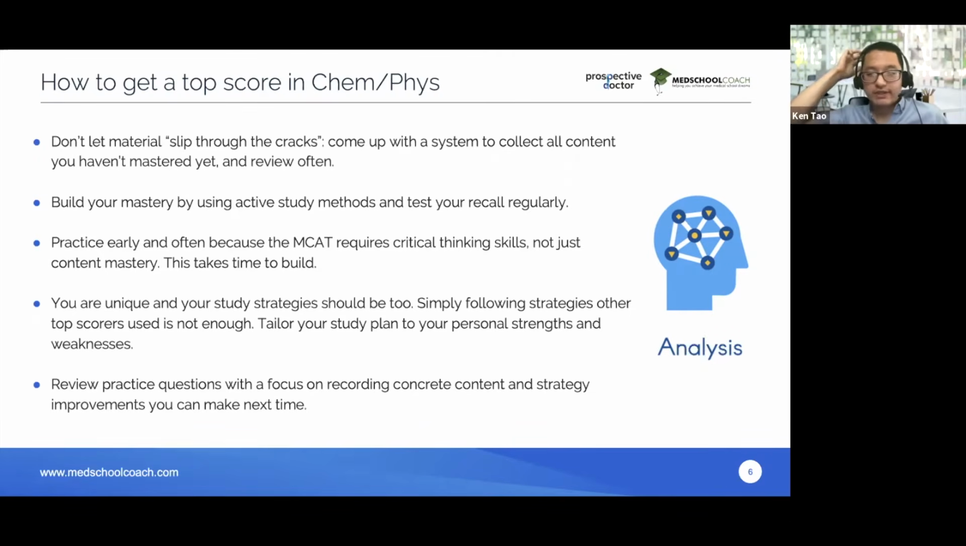And this can be done in a variety of ways. Some students like to do this with an actual physical journal, which is fine, but these days in the digital age, a lot of students prefer spreadsheets of sorts. So that way you can keep a record of all of the questions you're getting wrong and the associated content topics. The next thing is, build your mastery by using active study methods and test your recall regularly.